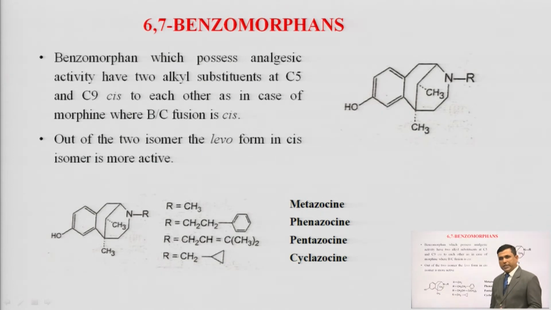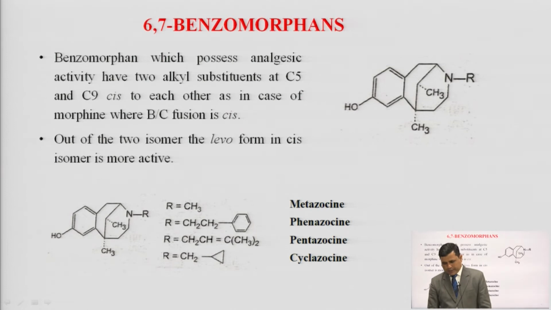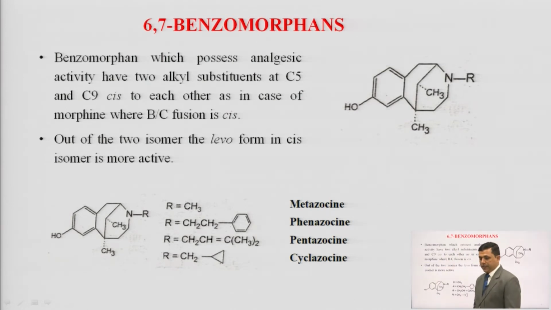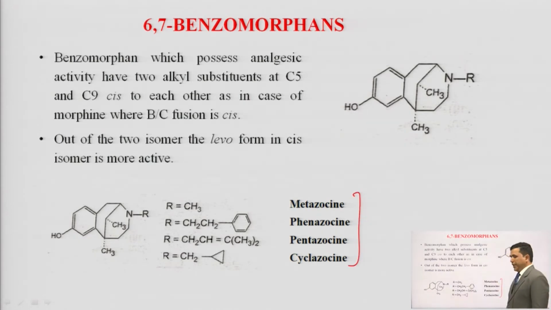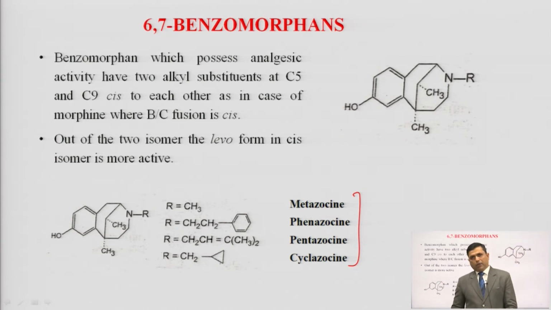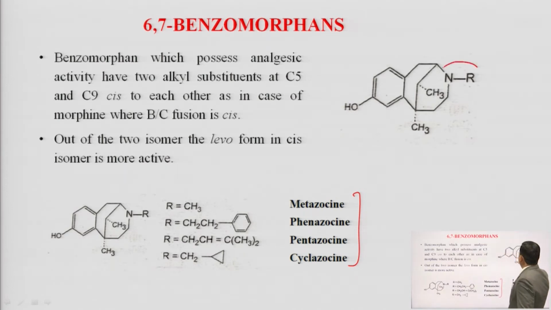Now, the derivatives of 6,7-benzomorphan. 6,7-Benzomorphans have analgesic activity with the two alkyl substituents at C5 and C9 cis to each other, as in the case of morphine, and the B and C rings are cis fused, as I have already told you. So we have four derivatives of this 6,7-benzomorphan. Here we have only one substitution at this tertiary nitrogen.